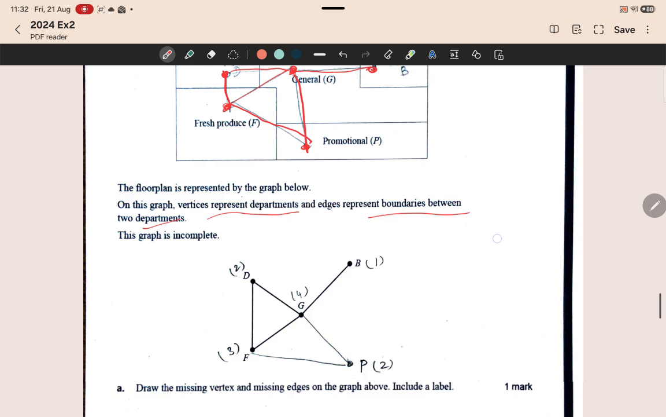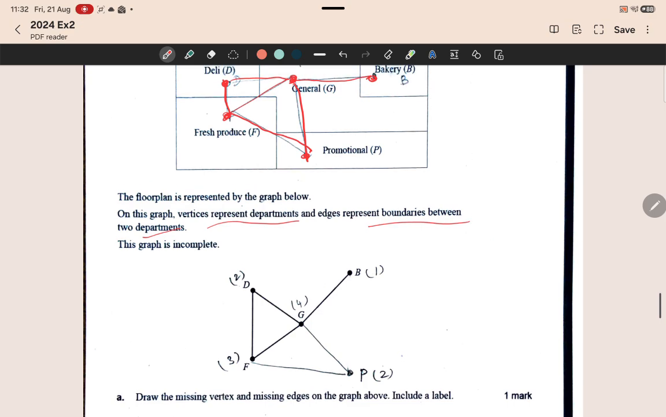So I looked at the graph below, and where it did not show a connection, D had 2 connections to F and G. And F had connections to D, G, and P. So F had connections to D, G, and I saw that there was nothing between F and P, and so that is where I draw an edge.